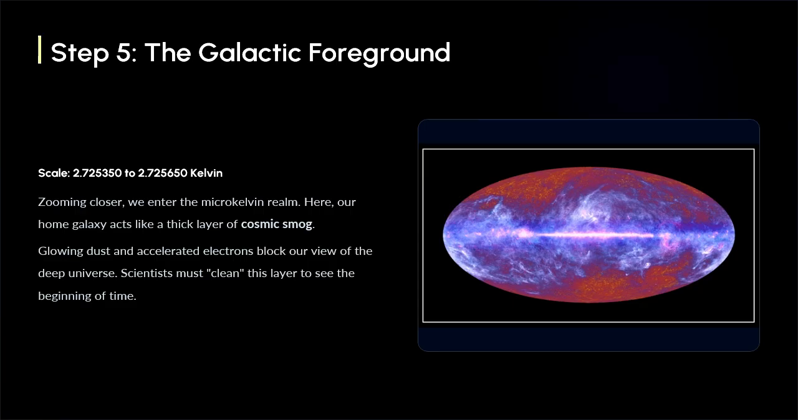The galactic foreground. At a scale from 2.72535 to 2.72565 Kelvin. Zooming in even closer, we enter the realm of microkelvin fluctuations. Here, our home galaxy completely dominates the view. The glowing interstellar dust and accelerated electrons of the Milky Way act like a thick layer of smog. Scientists must clean this layer to see the beginning of time.